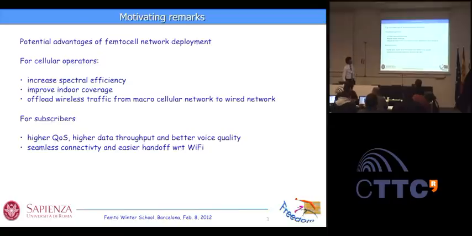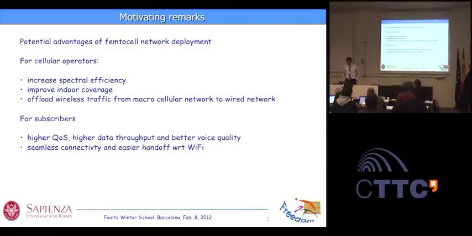So first of all, maybe these days you have been exposed to many talks about femtocells, so I'm not going to repeat all the story. But just to mention some key points which are useful for what I'm going to present today. The potential advantages of femtocell networks are twofold, for the operators and for the mobile subscribers.